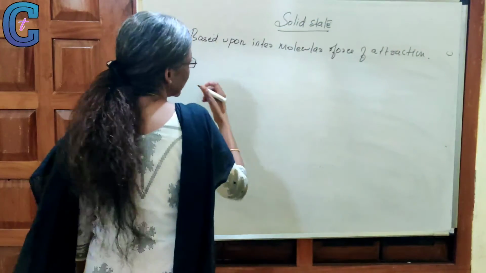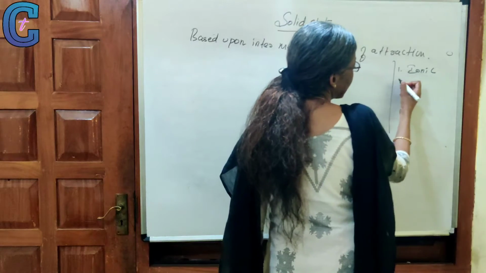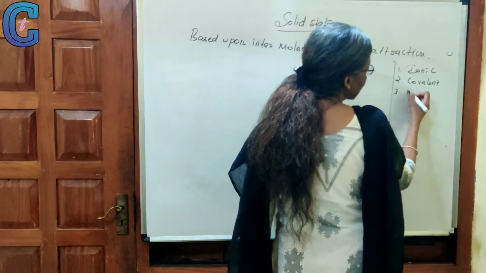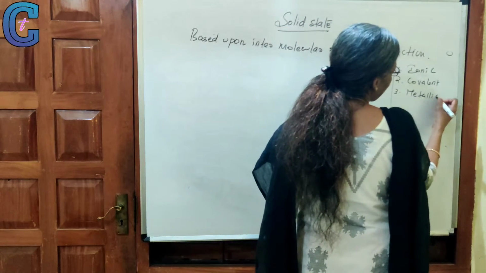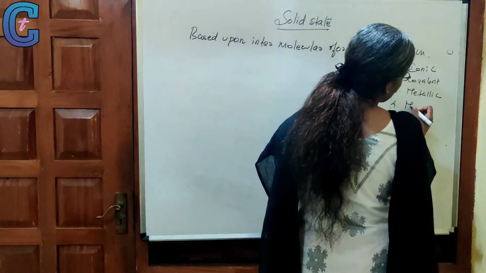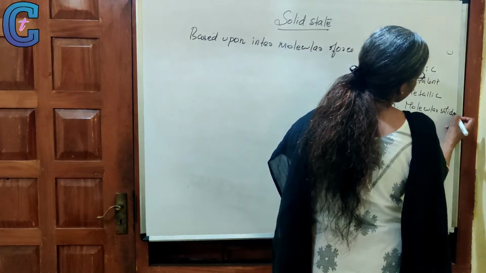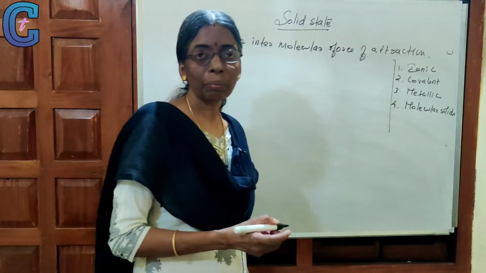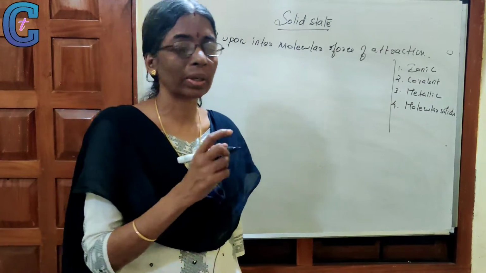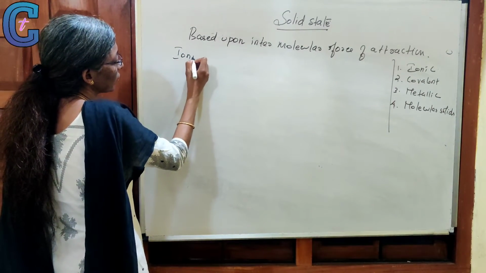Number 1 is ionic solids. Second is covalent solids. Third is metallic solids. Fourth is molecular solids. In molecular solids, there are polar solids, non-polar solids, and hydrogen bonded solids. First we can go to ionic solids.